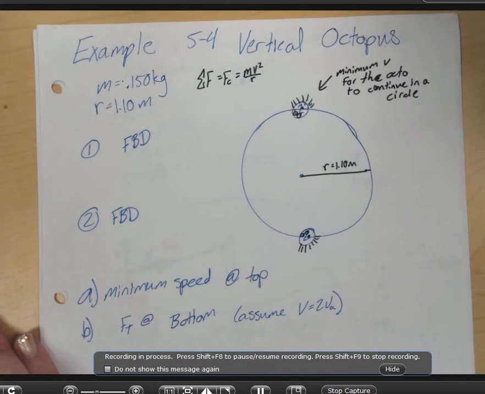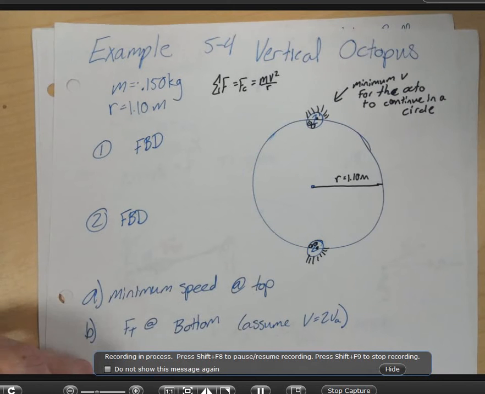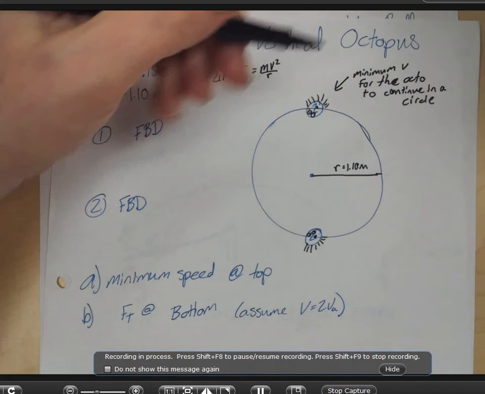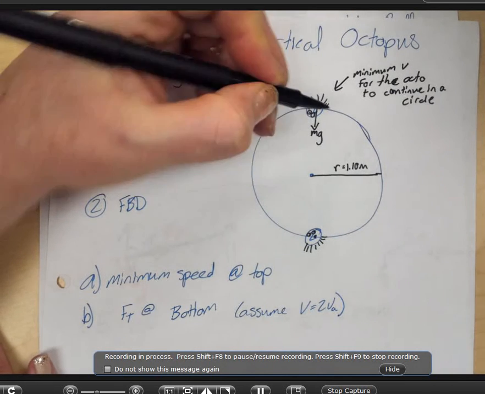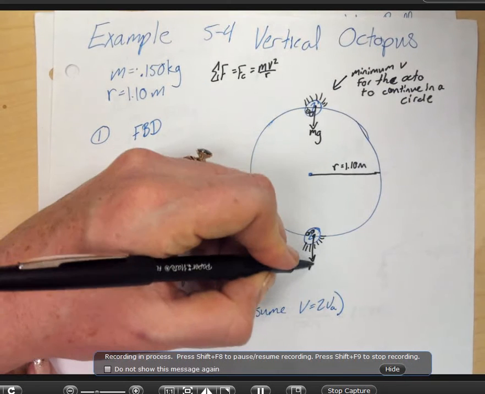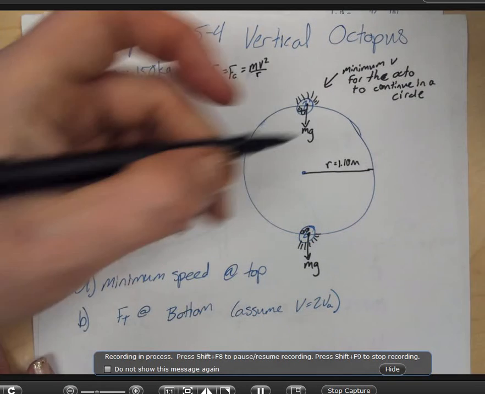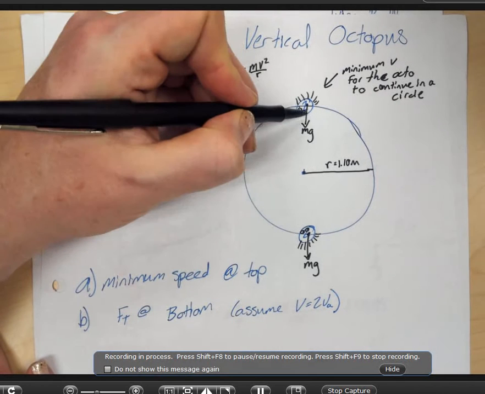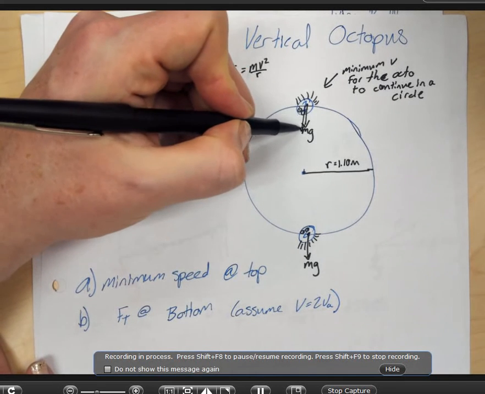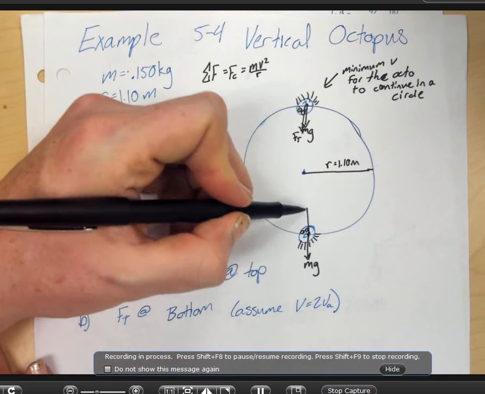So we need to decide for this octopus what forces it's experiencing at the top and at the bottom. One thing I know: anything on Earth always experiences its weight. So in both of the free body diagrams, I'm going to give it its weight force. And then it's getting swung around in a circle by a string. That means that up here, the string is always connected to the center. So here you've got another force down, and it's the force of tension. And down here, you've got the force of tension pointing up.